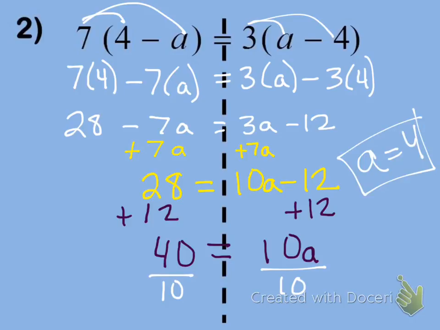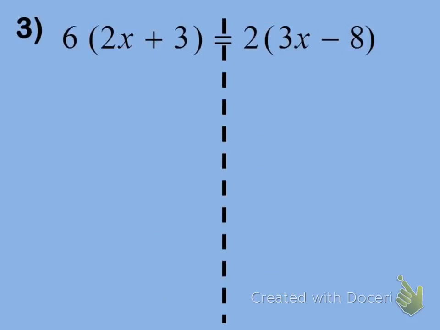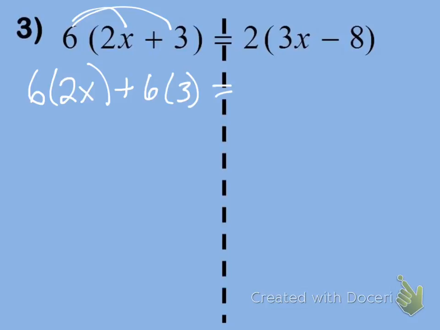Raise your hand if you have any questions. Push the button. Push the button. All right, the first thing I'm going to do is get rid of all those parentheses. How am I going to do that? Distribute. So that's going to be 6 times 2x plus 6 times 3 equals, do the same thing over here, 2 times 3x minus 2 times 8.